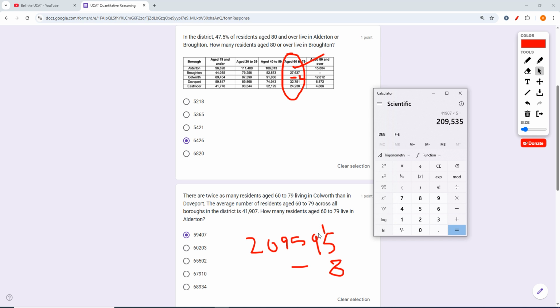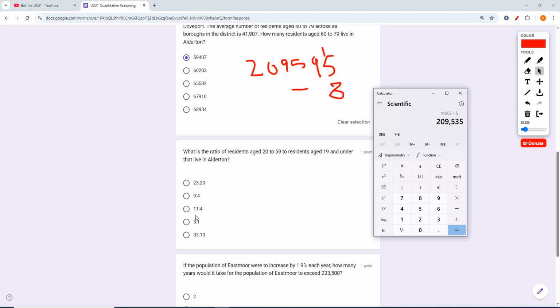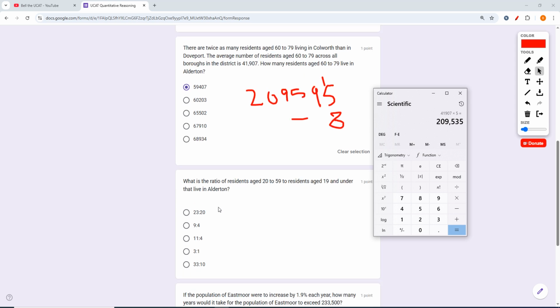I'm doing the last digit, it doesn't matter what the rest is. So 8, last digit 8. 8 plus 1, 9, 9 plus 2, 11, 1 plus 7, 8, 15 take away 8, 7, last digit. 59407. Got it, moving on. What is the ratio of residents age 20 to 59 to residents age 19 or under?